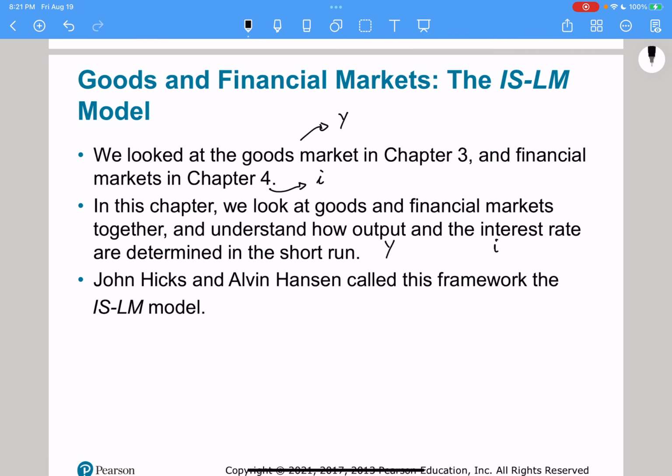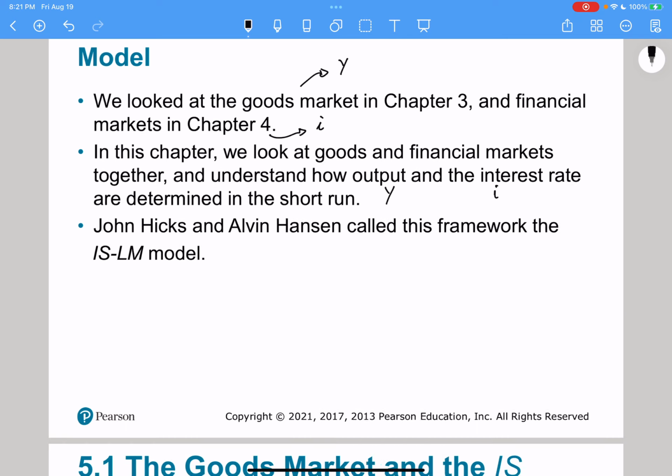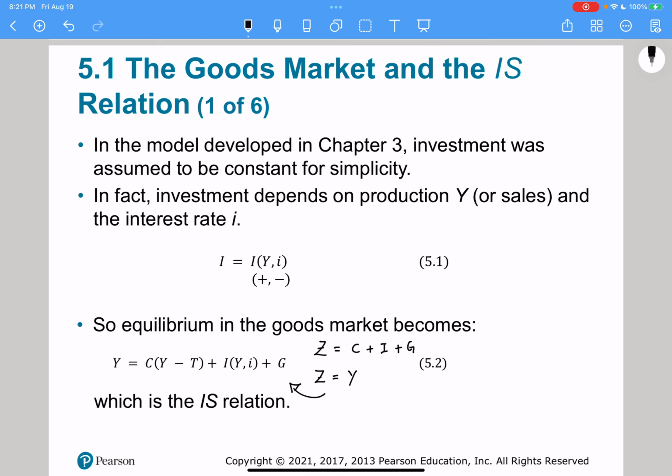This is a curiosity here. This name IS-LM was given by both John Hicks and Alvin Hansen. We start with the following. We have discussed in chapter number 3.